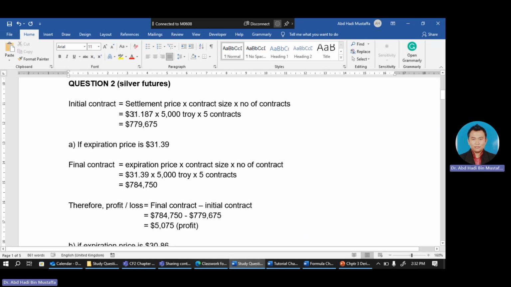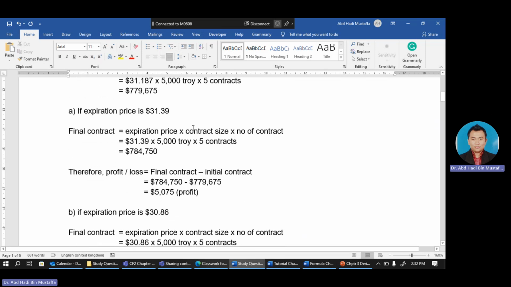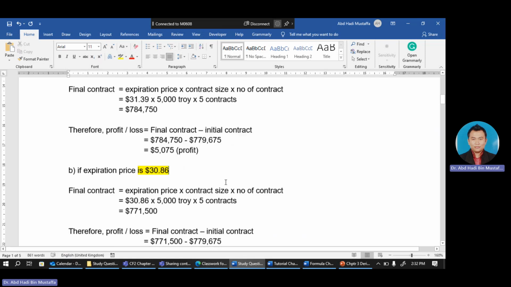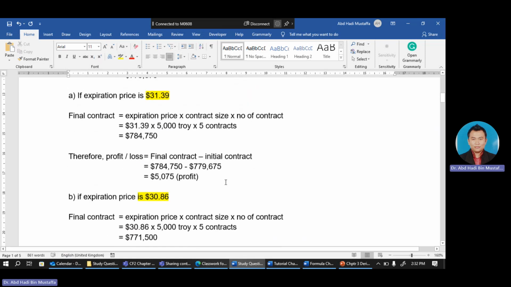Okay, so $31.187 kali dengan contract size 5,000 troy kali dengan number of contracts 5 contracts. So you press calculator, you will get this one. Cuma expiration price, you see ada dua. Yang pertama, yang kedua. That means the question asks you dua expiration price. Dia nak tengok profit yang berbeza, ya.